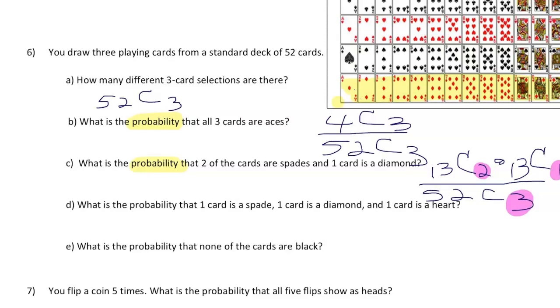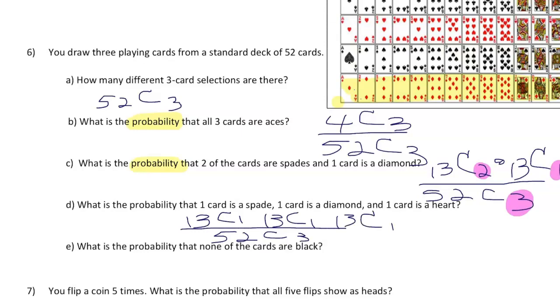D says, what's the probability that 1 card is a spade, 1 card is a diamond, and 1 card is a heart? Since I have 3 demarcations, I'm going to have 3 items in my numerator. So my denominator is still going to be 52, choose 3, but then this is going to be 13, choose 1, 13, choose 1, and 13, choose 1 for each of those suits.